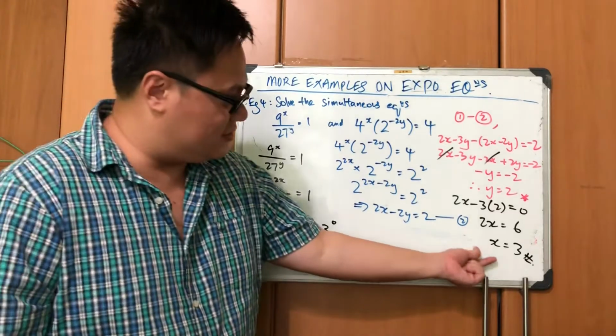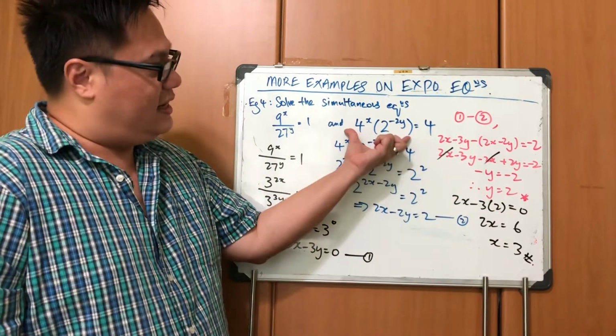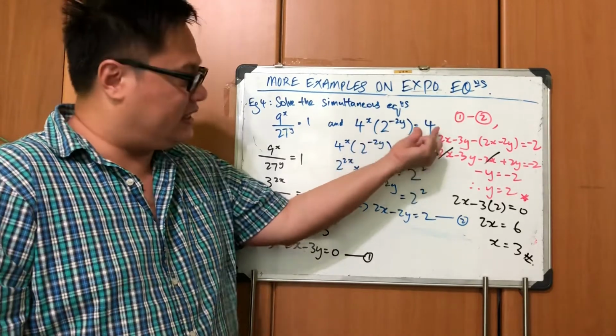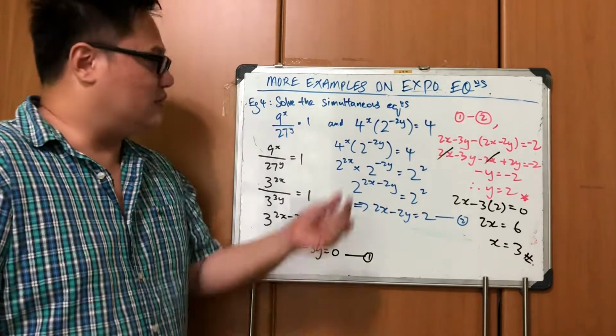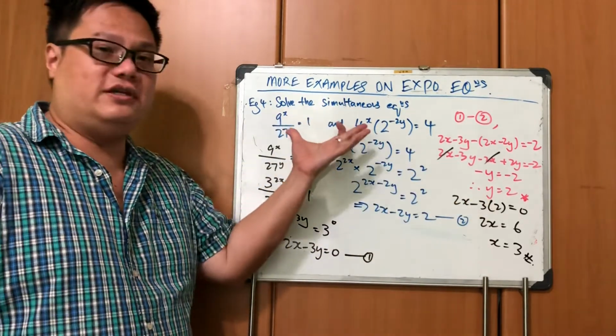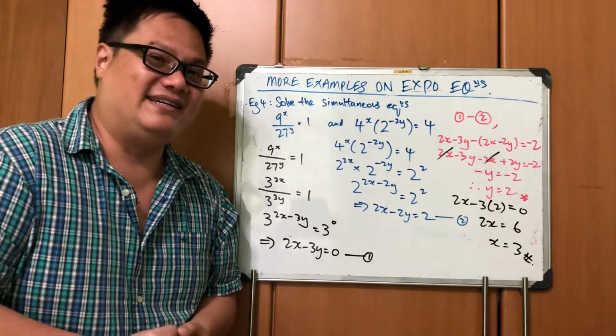Then after that, take x equals to 3, y equals to 2, substitute into the left hand side of the second equation. If you're correct, you will surely get the value of 4. Okay, so if you get 1, if you get 4, when you substitute x equals to 3 and y equals to 2 into both equations, you know you're surely correct. Okay?